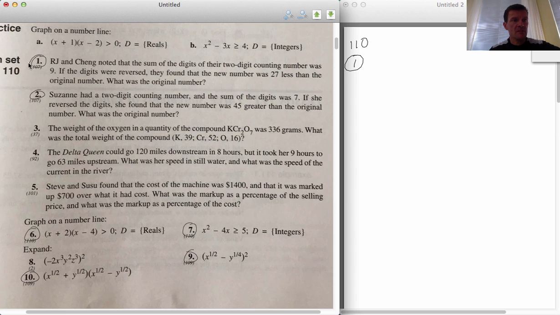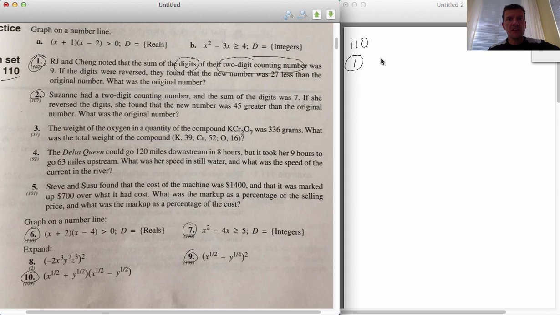So for example, right here, number 1 in problem set 110, says RJ and Cheng noted that the sum of the digits of the two-digit counting number was 9. If the digits were reversed, they found that the new number was 27 less than the original number. What was the original number? Okay, the key in this problem is to understand that we're talking about a two-digit counting number, and the problem is broken down into actually talking about the actual digits.